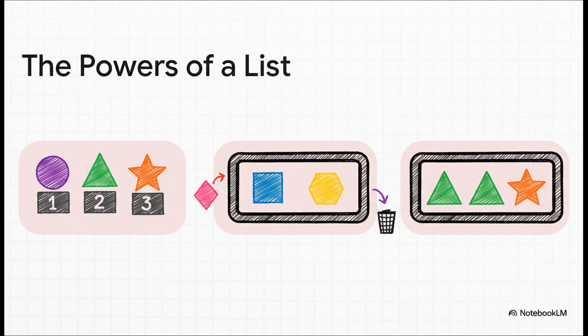First, it's ordered. That just means items stay in the exact sequence you put them in, kind of like songs in a playlist. Second, it's changeable, and this is huge. It means you can add, remove, or change things after the list is already created. And finally, it allows duplicates, so you can have the same value appear more than once, no problem at all.